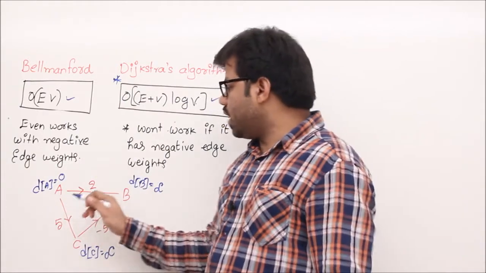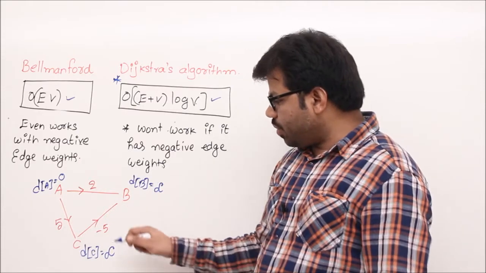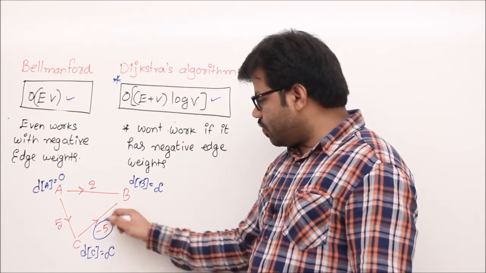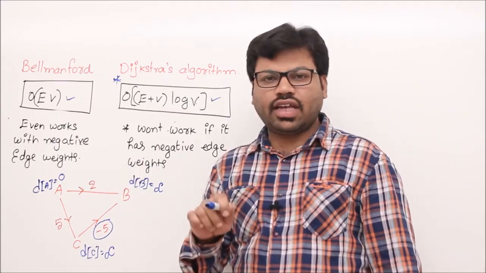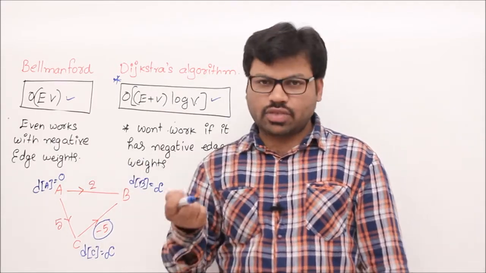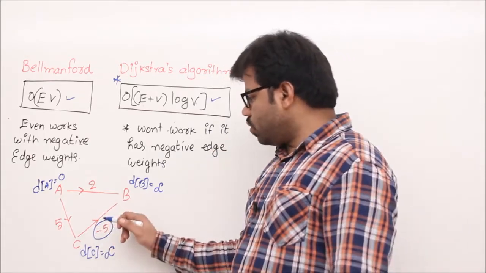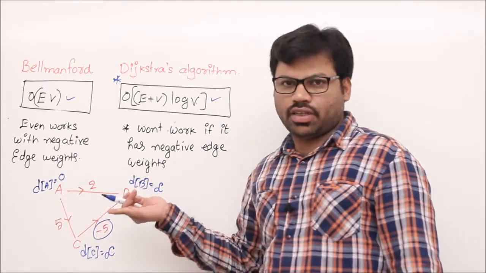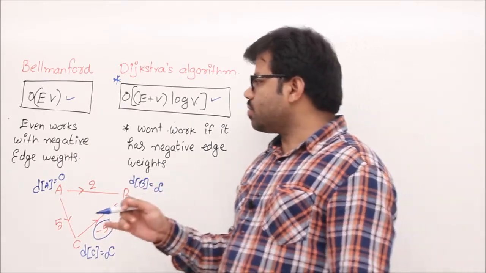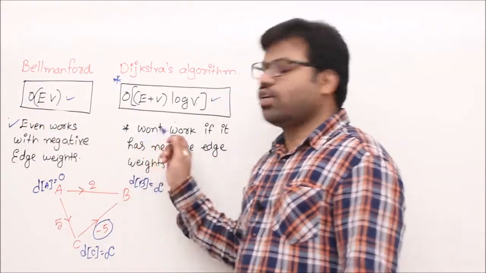But the only problem with Dijkstra's algorithm is if a graph contains negative edge weights like this. For example, here C to B is -5. But there is no negative weight cycle. If there is a negative weight cycle, then definitely we cannot define the shortest path problem. But it's not the case here. Here we have one edge whose weight is -5, but still every vertex has a shortest path. Okay. Now in this case, Bellman-Ford still works, we know that, correct? But Dijkstra's algorithm will not work.